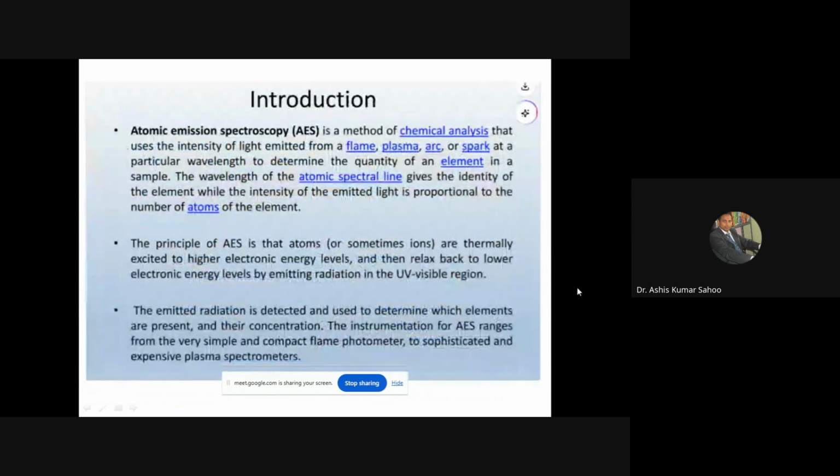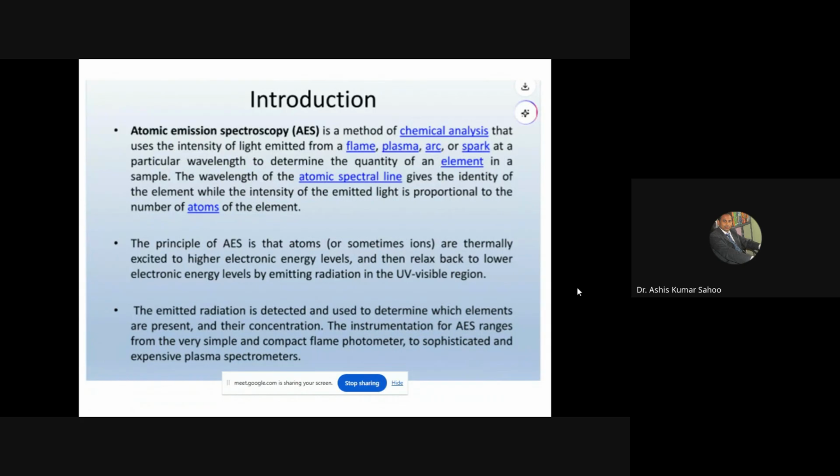Atomic emission spectroscopy is a method of chemical analysis that uses the intensity of light emitted from a flame, plasma, arc or spark at a particular wavelength to determine the quantity of an element in a sample. The wavelength of atomic spectral light gives the identity of the element, while the intensity of emitted light is proportional to its quantity.